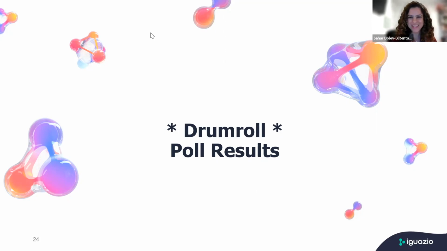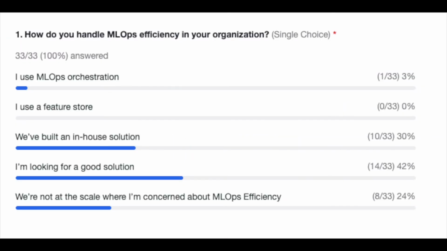The second question was about MLOps efficiency, and this is also very interesting. If you look at the results, you'll see that 30% have built an in-house solution, which is incredible. 42% are still looking for a good solution. That's not surprising at all. 24% are not yet at the scale where they're concerned about MLOps efficiency, and 3% are using MLOps orchestration. So that's also very interesting. And thank you again for participating in the poll.